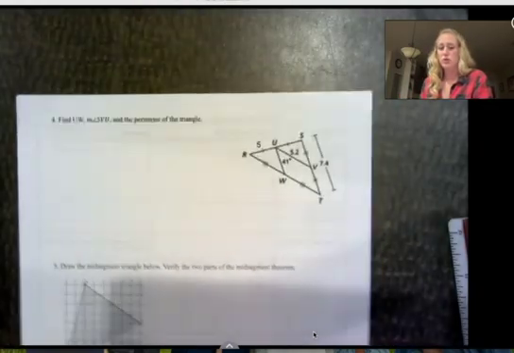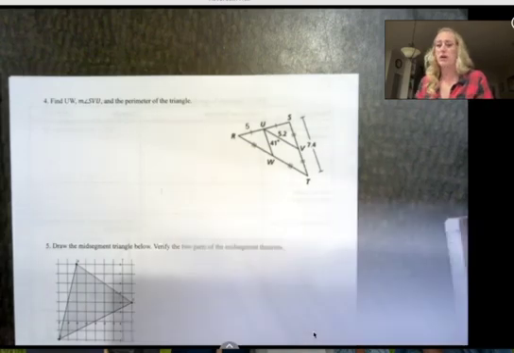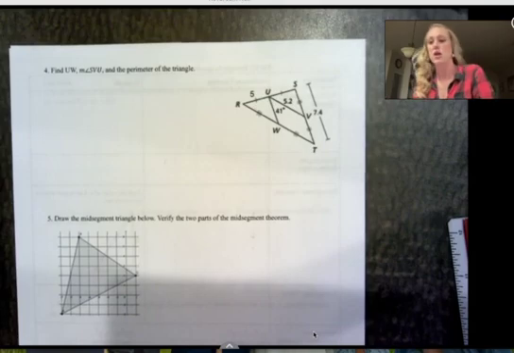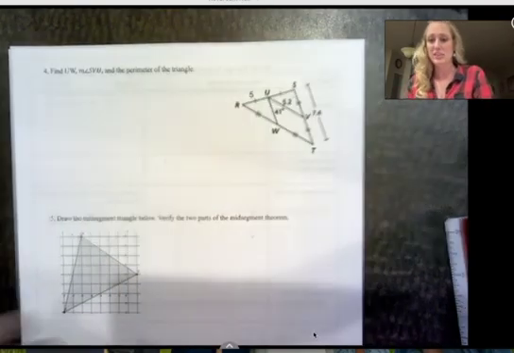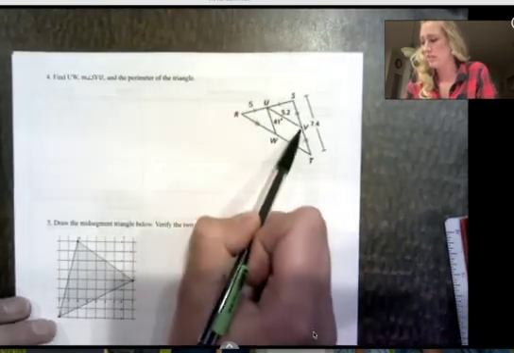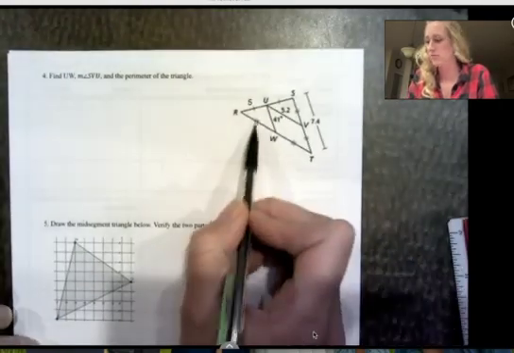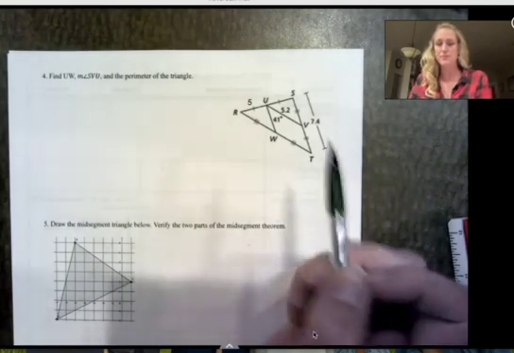All right, we got 2 more examples here, you guys. So that was all with regards to medians and centroids. Now we're going to switch back to the midsegment. Okay, so midsegment is connecting 2 midpoints. So UV is a midsegment and UW is a midsegment. I know they're midpoints because of the markings on either side of them.